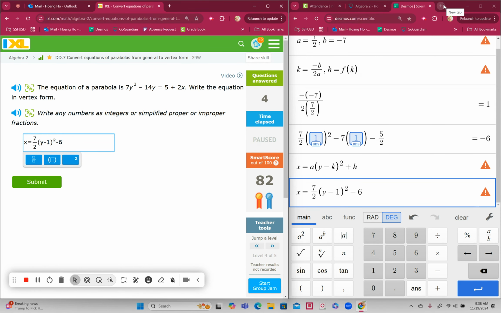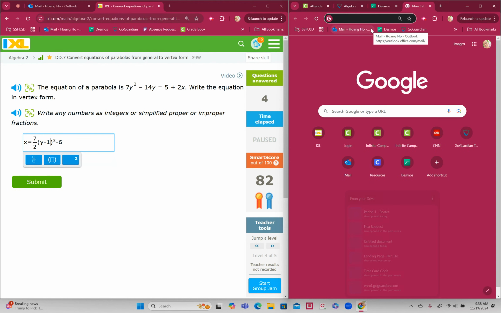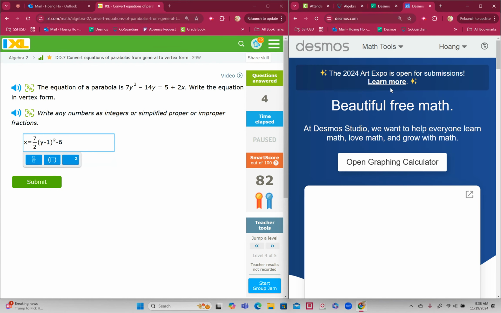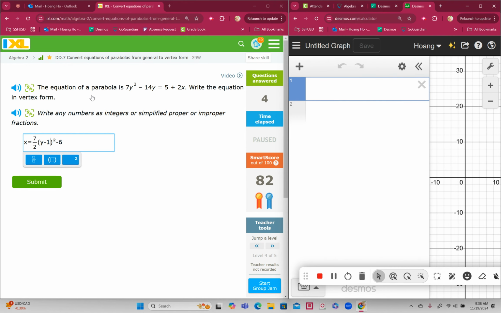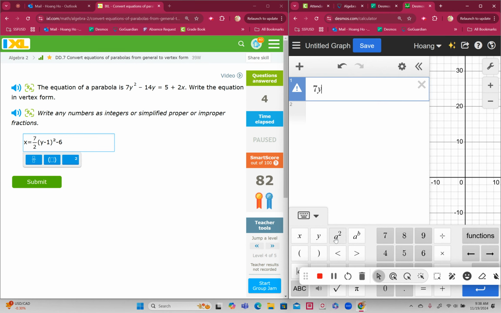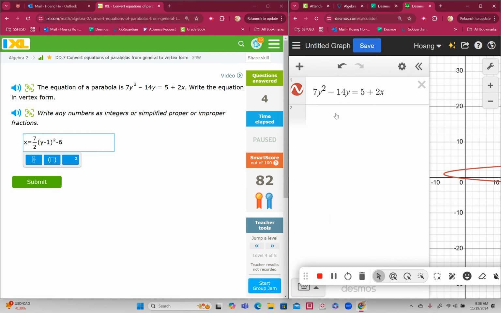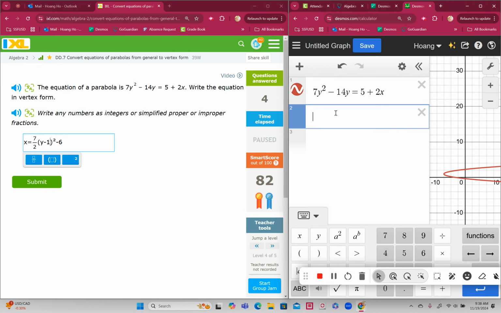I open a new tab over here and get my graphing calculator, Desmos.com. First, I enter the equation exactly as it is: 7y squared, subtract 14y equals 5 plus 2x. You can see it's a horizontal parabola. Now I enter the vertex form. It should be exactly on top.